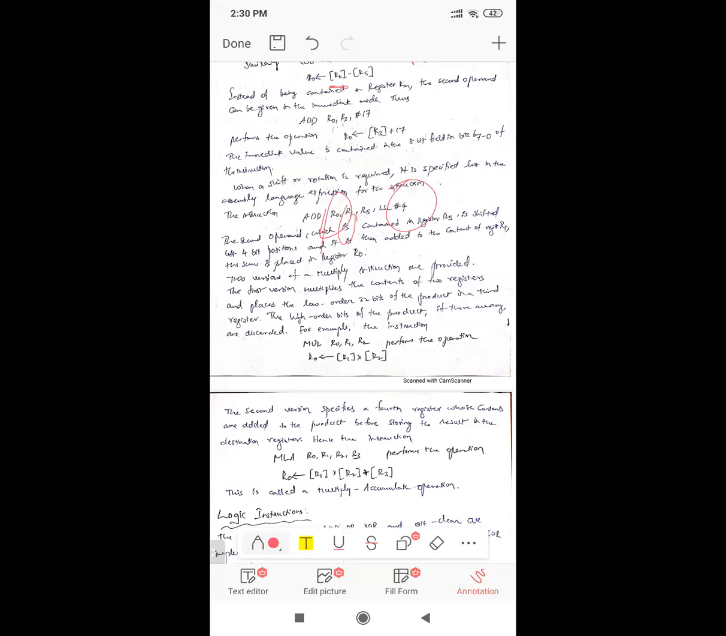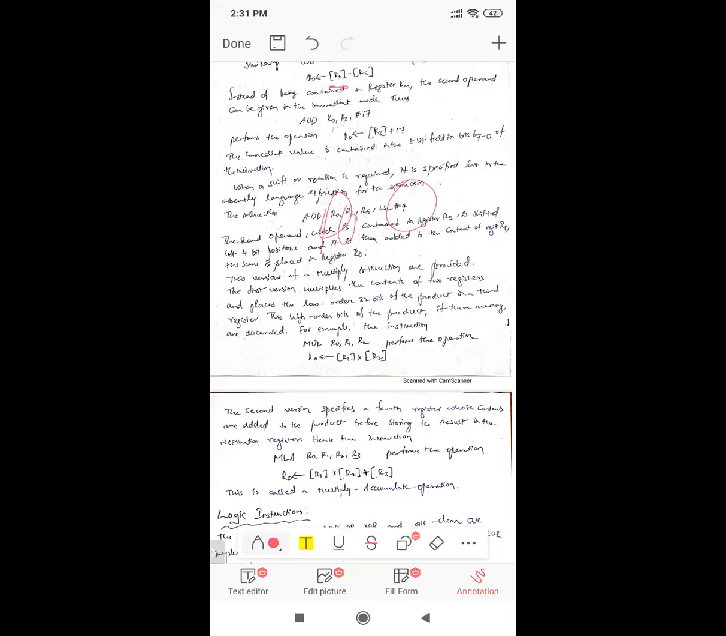Okay. And multiplication, two versions of the multiply instruction are provided. The first version multiplies the contents of the two registers and places the lower-order 32 bits of the product in a destination register. The higher-order bits of the product, if there are any, are discarded.